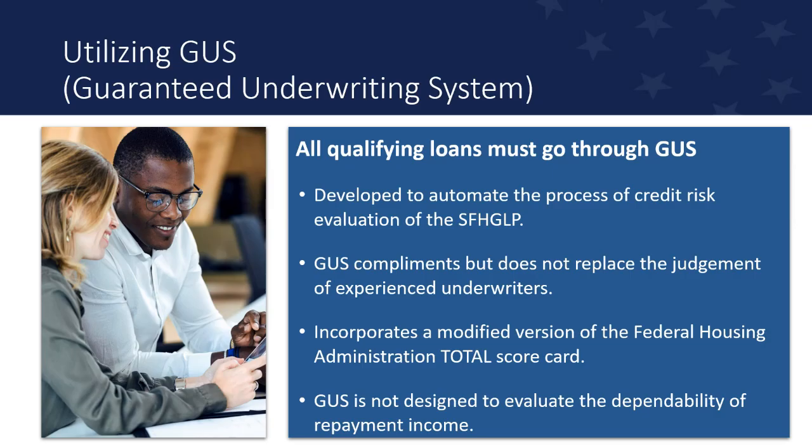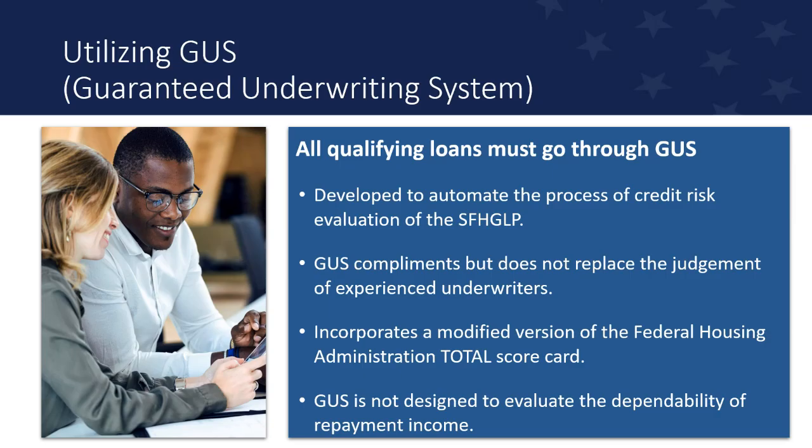Another really important thing to note is that GUS does not underwrite loans. It is used to evaluate the credit risk of the borrower, but GUS does not replace the judgment of an experienced underwriter. GUS incorporates a modified version of the FHA total scorecard, but does not evaluate the dependability of repayment income. We count on our lending partners to make sure that all file submissions have been reviewed by an underwriter to ensure they qualify for our program.